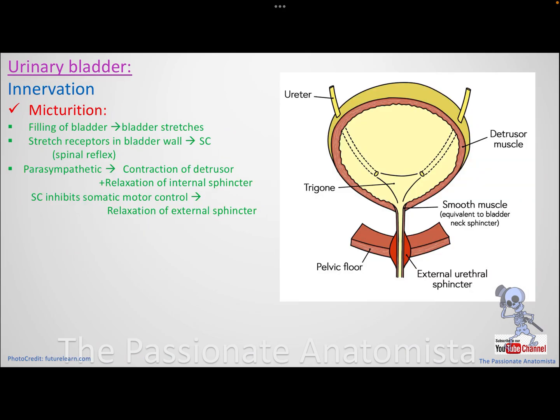Okay, now what happens in the urinary bladder when we are filling the bladder? So once you're filling the bladder with urine, it keeps on filling, and once the bladder is filled with the urine, it will become stretched. And stretching of the bladder wall will activate the stretch receptors, and that is going to get to the spinal cord, sending signals by spinal reflex to the spinal cord level.